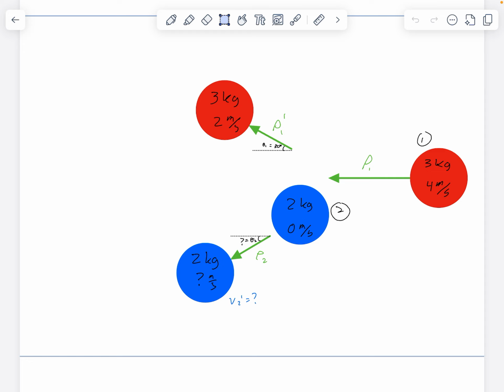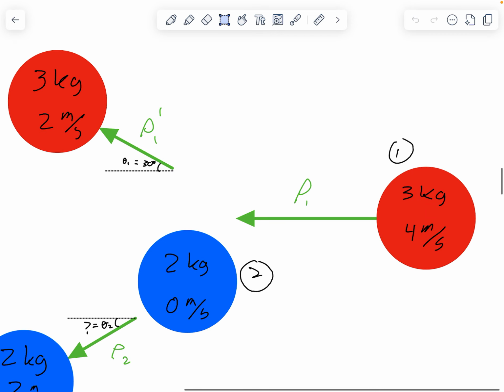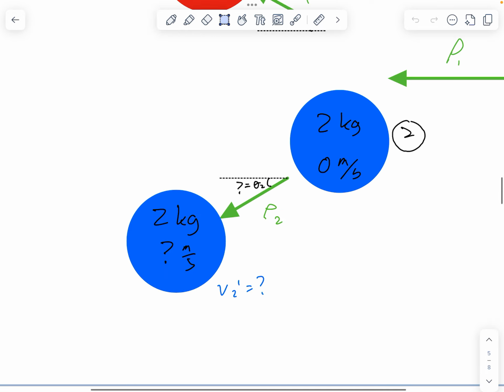Our job is to figure out what the blue ball is going to do, because we have this extra information here. The 3 kilogram red ball after the collision goes off at 2 meters per second at an angle of 30 degrees, when before the collision it was just going straight to the left at 4 meters per second. That's all given information that I know. The blue ball, on the other hand, I know its mass and I know it's initially at rest, but I don't know where it goes after the collision. I don't know which way and I don't know how fast. That's what we're going to figure out.